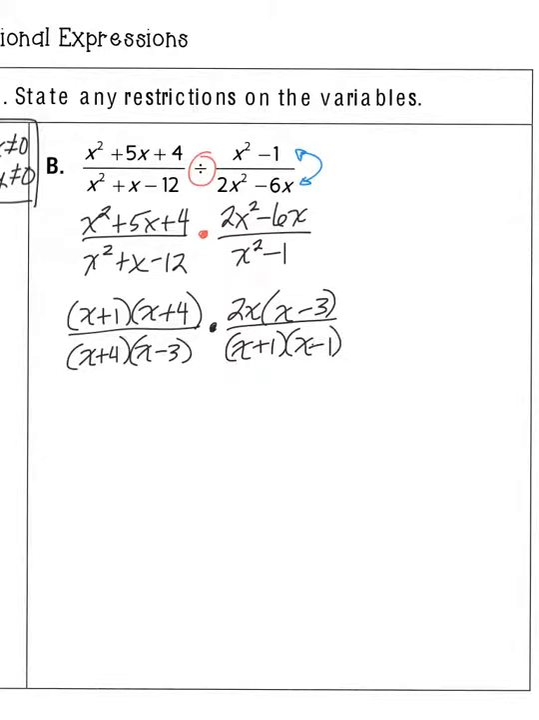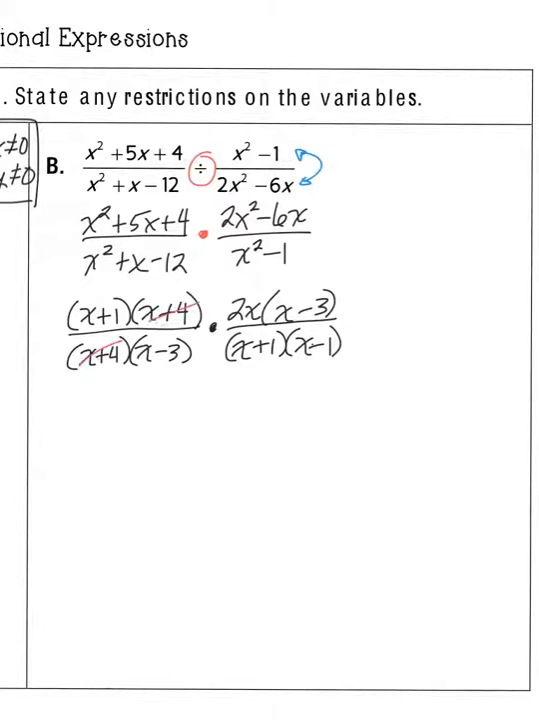All right, so now you're ready to start canceling. Now you could actually do restrictions now before you ever cancel, because it doesn't matter whether I cancel or not. So you just look at this original fully factored denominator. So here x cannot be negative 4, positive 3, negative 1, or positive 1. But let's go ahead and cancel.